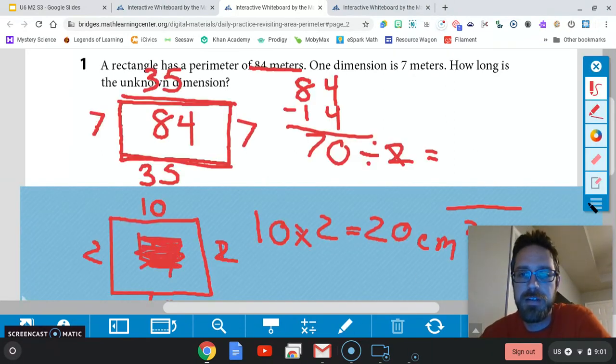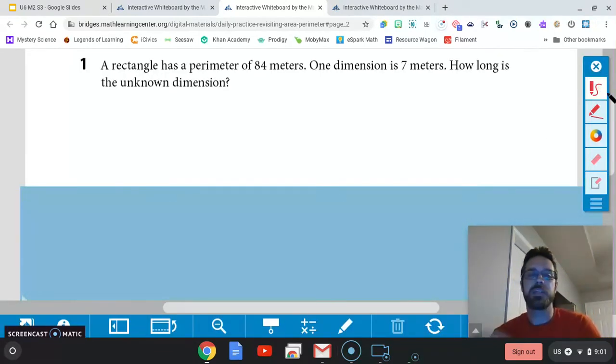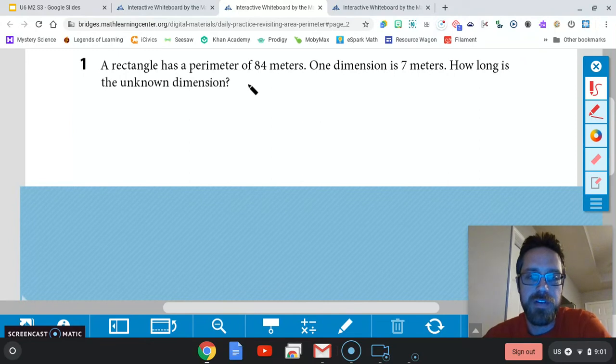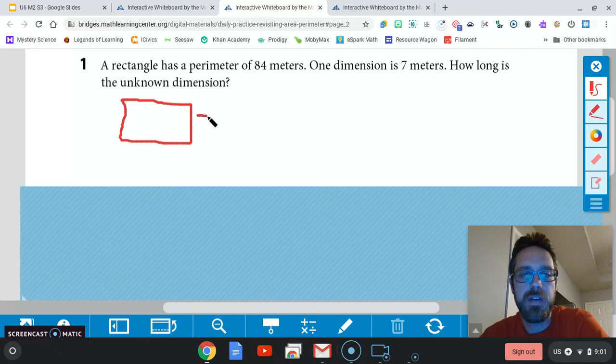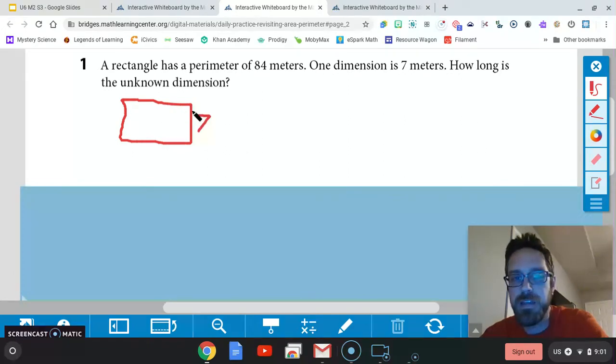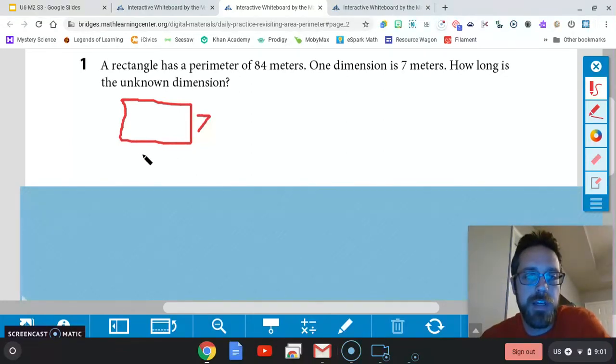It's a rectangle. Well, let's clear all the drawings. I'm going to take what I know. It's a rectangle, so the first thing I'm going to do is draw a rectangle. Best rectangle as I can draw. One dimension is 7 meters. So it doesn't matter if I do the length as 7 or the width as 7. All that matters is one of them is 7. How long is the unknown? We'll just use the variable n for the unknown.